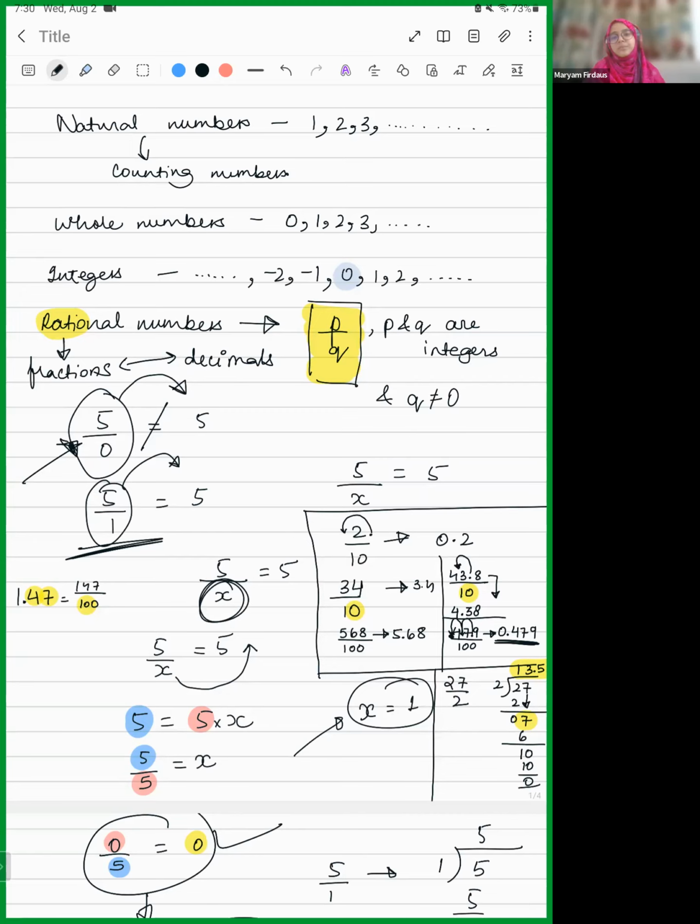Is every rational number an integer? No. Can you tell me one rational number which is not an integer? 0. No, 0 is not an integer. Look at the list of integers that we have written.